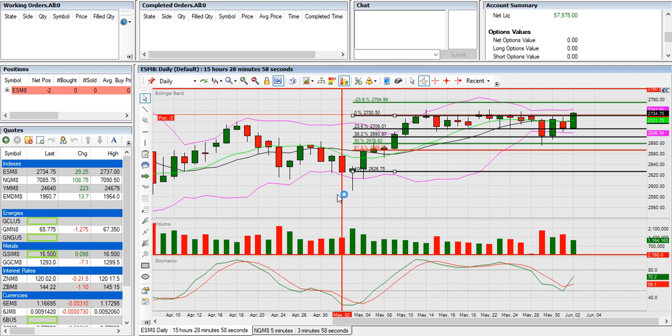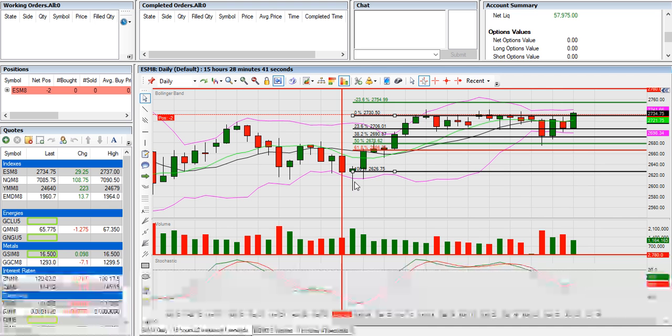So I like to keep the daily Fibonacci retracement up all the time. It doesn't matter what time frame I'm on, I like to keep that up because that seems to hold key levels of support and resistance throughout the trading session. And as you can see, I have a long play drawn on the daily.